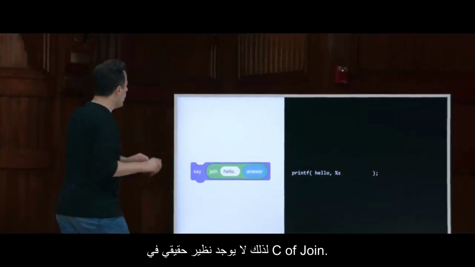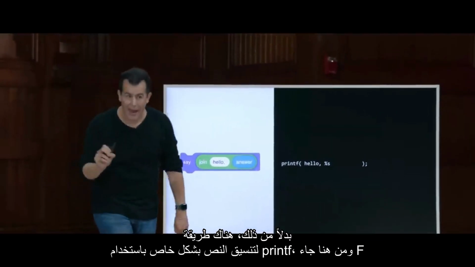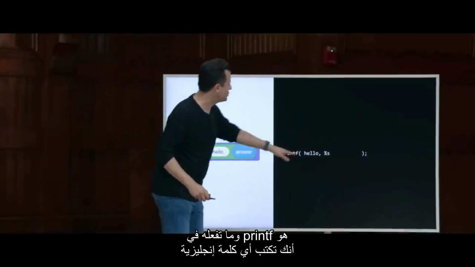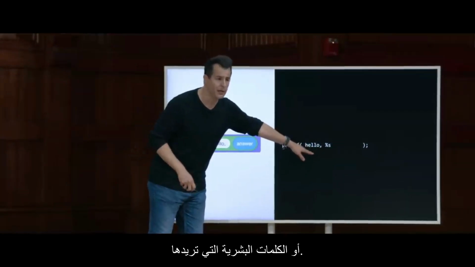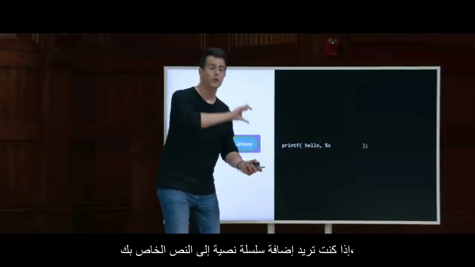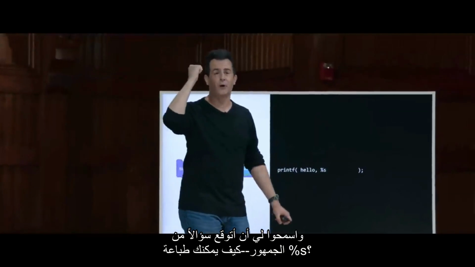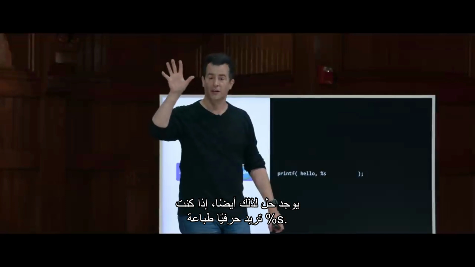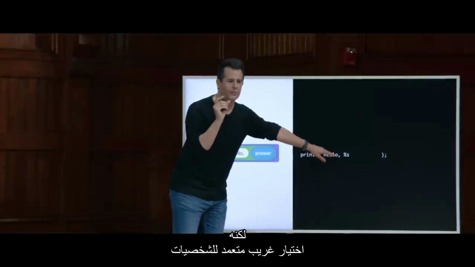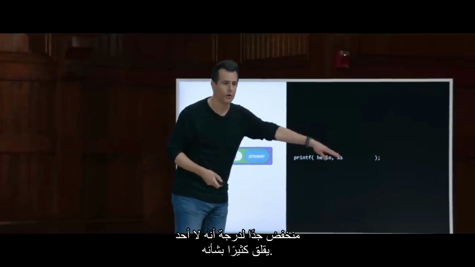So there's no real analog in C of join. Instead, there's a way to specially format text using printf, hence the f in printf. And what you do in printf is you type whatever English word or human words that you want. You then use %s as a placeholder. If you want a string of text to be added to your own text, you literally write %s. And let me anticipate a question from the crowd. How do you print out %s? There's a solution to that too, if you literally ever want to print out %s. But it's deliberately a weird choice of characters so that the probability that we ever need to type this ourselves is just low, that no one really worries too much about it.